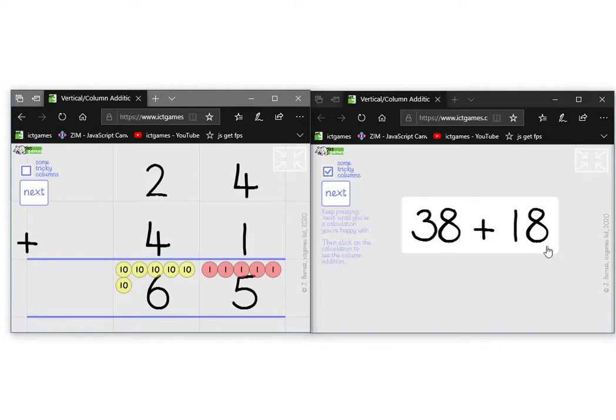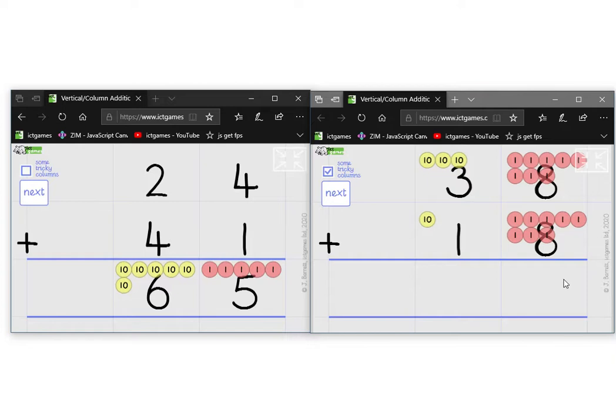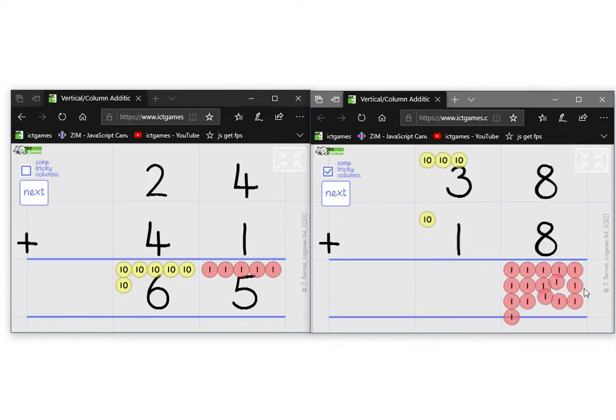Year 2s, here we go. 38 add 18. This one's got a tricky column. Doesn't fit in here, does it? 8 add 8. Oh, you know, we did our doubles the other day. What's double 8? Yeah, 16. So what's going to happen is we've got a 10 here. So that's going to go into this column. Leave it hanging here for a minute. We'll write the 1 of 16 here and the 6 here.